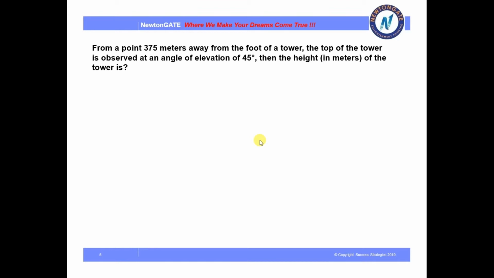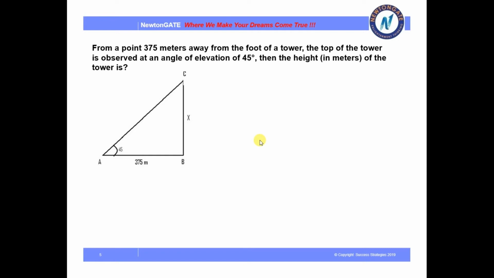So the question says that from a point 375 meters away from the foot of a tower, the top of a tower is observed at an angle of elevation of 45 degrees. Then the height of the tower is, we need to find the height of a tower, and we have been given the angle of elevation and also a distance. So you see, that is why the name heights and distance. The height we need to find, we have been given the distance and we have also been given the angle of elevation.